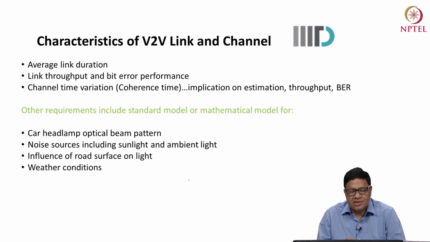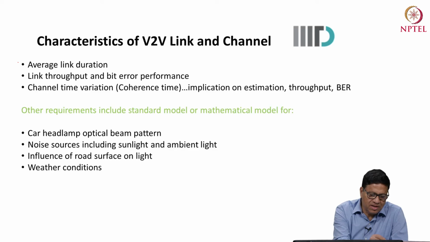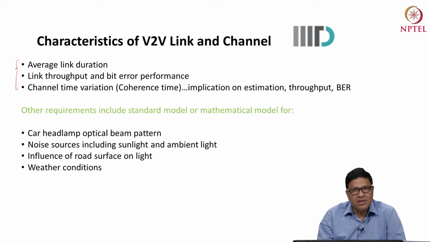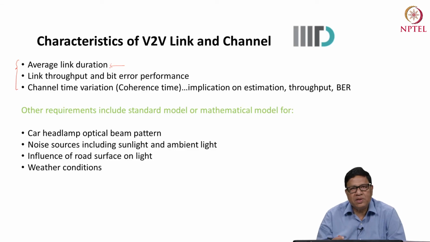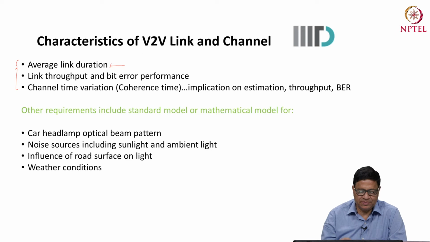When you characterize a vehicle-to-vehicle communication system, there are three important quantities which need to be calculated or investigated. One is average link duration. What is the average time the two vehicles are communicating with each other? Is it in milliseconds? Is it in seconds? So that we will see. That is the average link duration, the time during which the two vehicles are communicating.